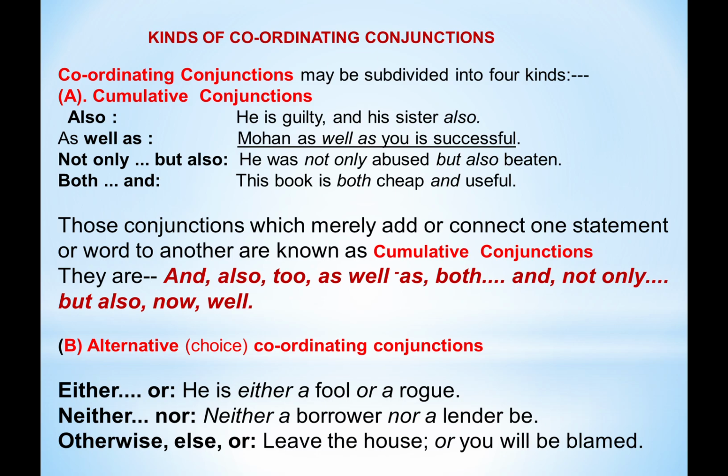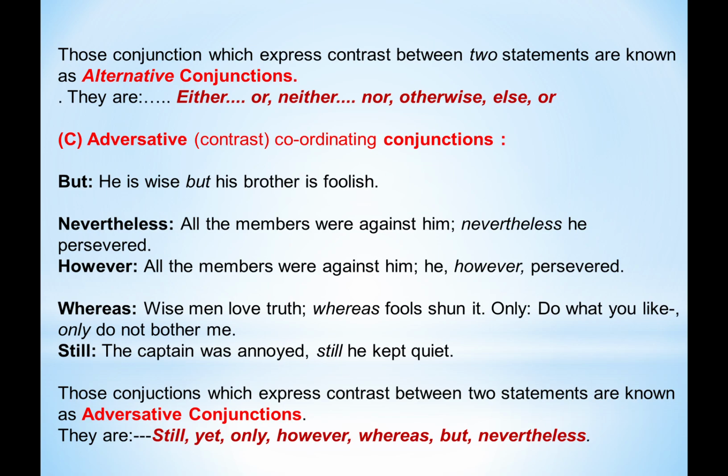Alternative, that means choice, this or that. Alternative coordinating conjunction, either or: He is either a fool or a rogue. Neither nor: Neither a borrower nor a lender be. That means don't be a borrower or a lender. Otherwise, else, or: Leave the house or you will be blamed. Those conjunctions which express choice between two statements are known as alternative conjunctions, and they are either or, neither nor, otherwise, else, or.